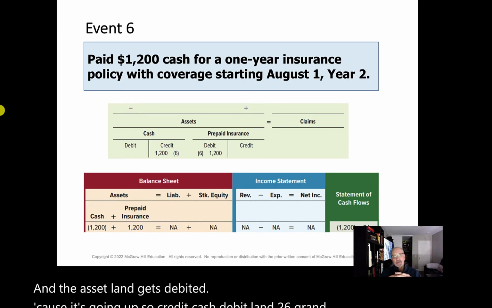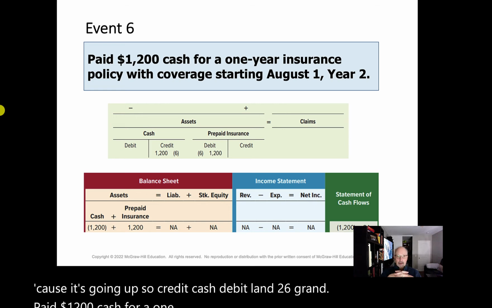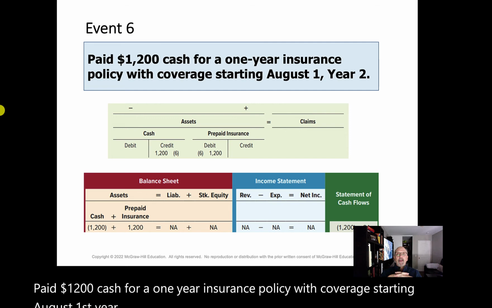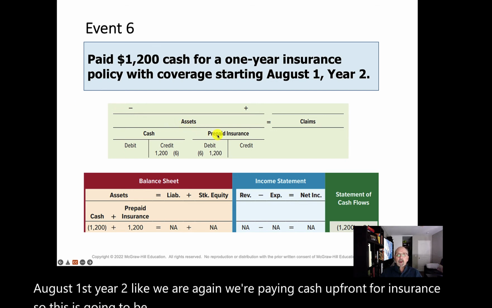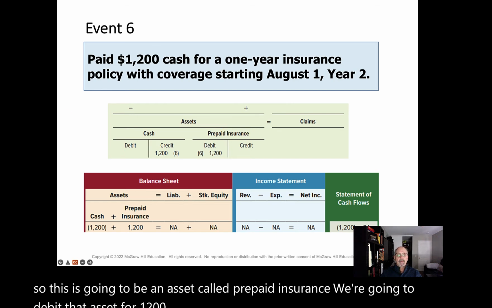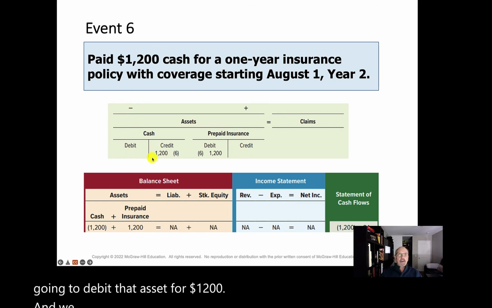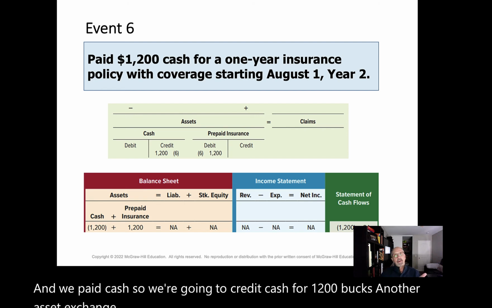Paid $1,200 cash for a 1-year insurance policy with coverage starting August 1st, year 2. All right, we're paying cash up front for insurance. So this is going to be an asset called prepaid insurance. We're going to debit that asset for $1,200, and we paid cash, so we're going to credit cash for $1,200. Another asset exchange. We're exchanging cash for prepaid insurance.